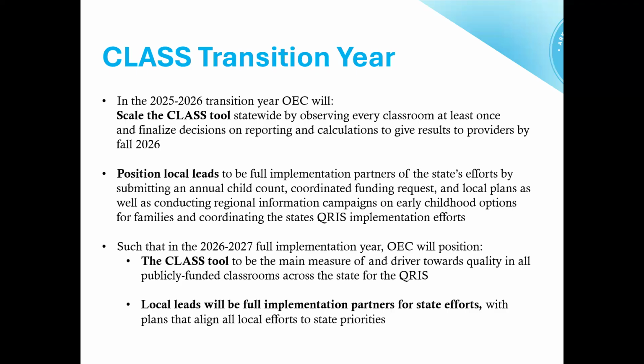So if you've not done that yet, I highly encourage you to become an infant toddler or a pre-K certified observer, because you can see at the bottom of this slide that for 26-27, our full implementation year, our goal is that CLASS will be one of the main measures that help drive our quality rating system. And so it's very heavy on quality adult-child interactions. So if you are not a certified observer, please connect with your local lead and they can help you become a certified observer.